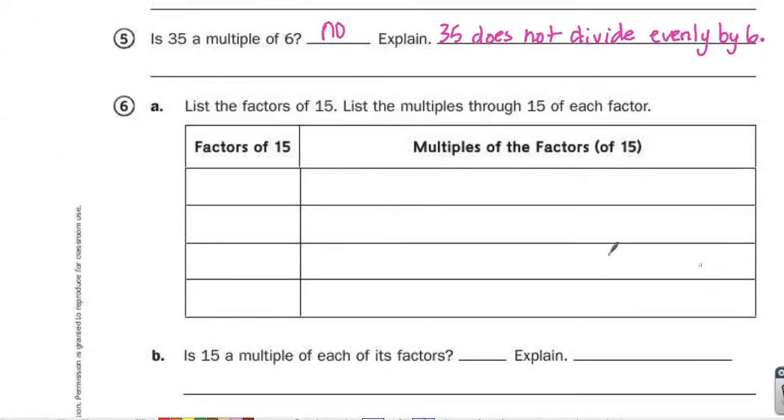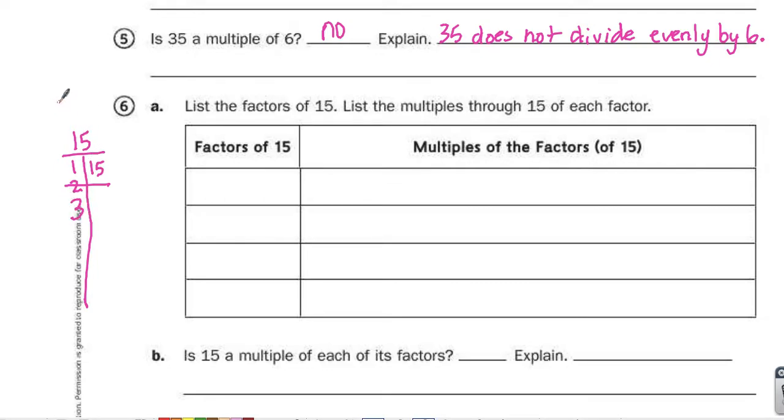Okay, factors. So this is a little bit different. Factors of 15. I have 15. Draw my factor T. I'm going to start with 1 in the number, 2. So 2 can only go into even numbers. 15 is not even, so 2 is not a factor of 15.